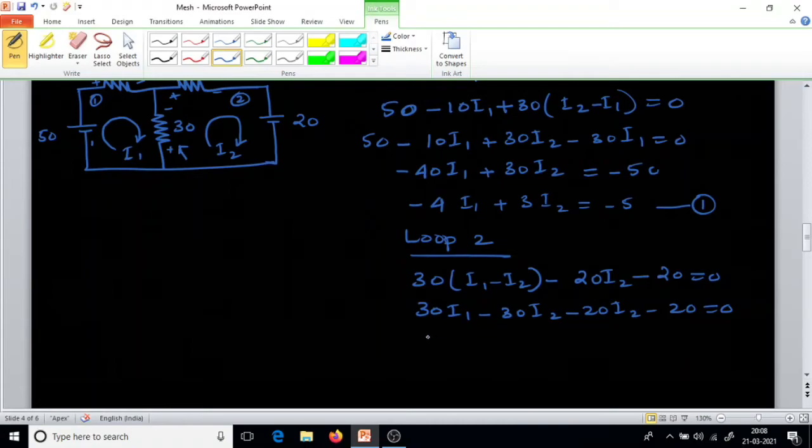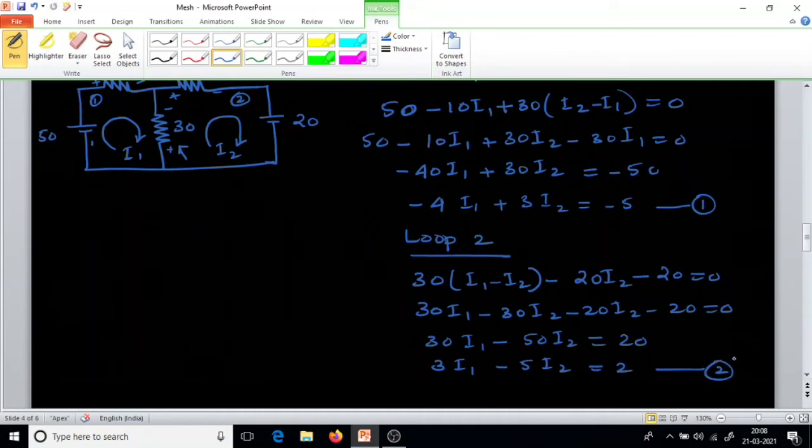Now if we simplify, this is 30 I1 minus 50 I2 equals 20. We'll divide by 10, so we get 3I1 minus 5I2 equals 2. So this is our second equation.